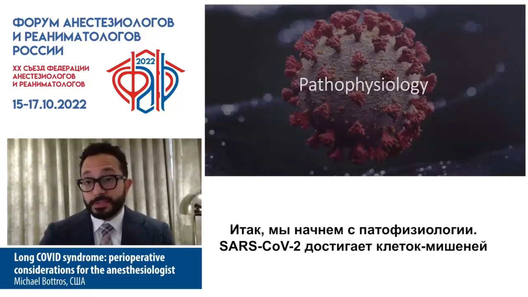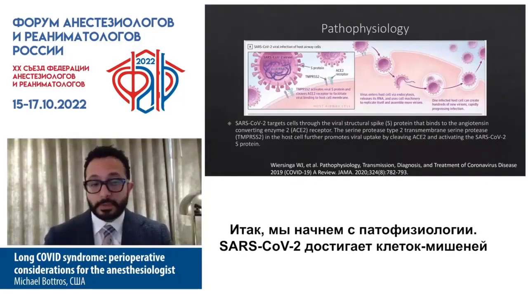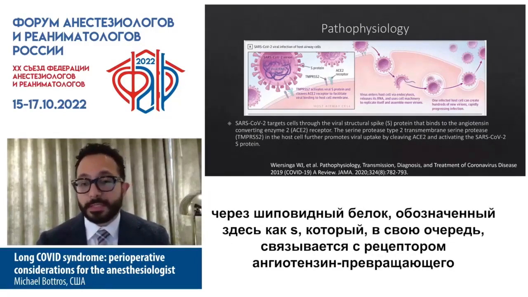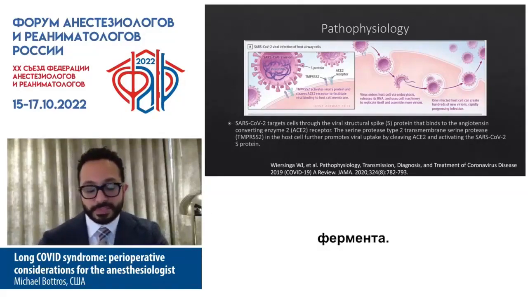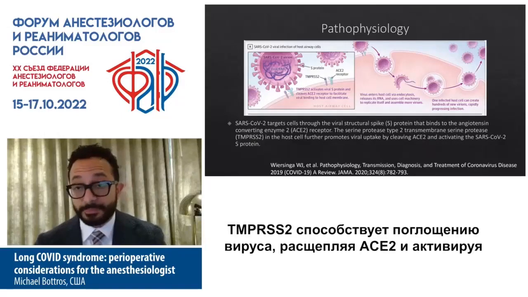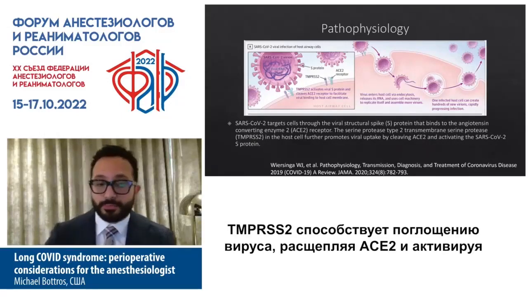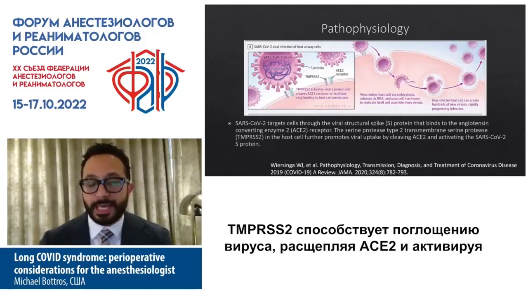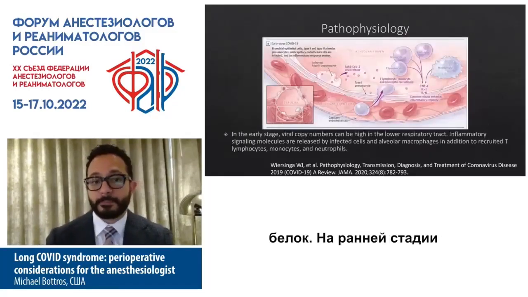First, we're going to begin with pathophysiology. The SARS-CoV-2 targets cells through a spike protein, designated here as S, that binds to the angiotensin-converting enzyme 2 receptor. The type 2 transmembrane serine protease, which we're going to term TMPRSS2, promotes the viral uptake by cleaving that ACE2 and activating the protein.